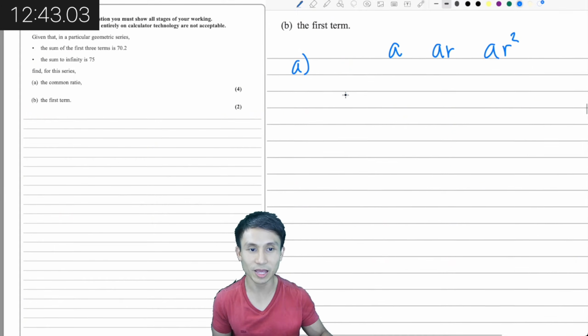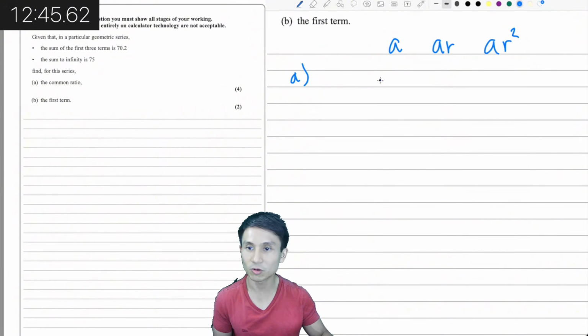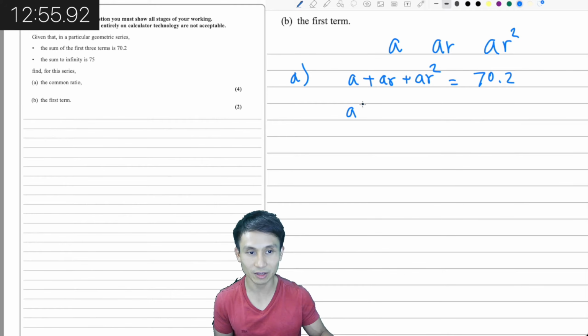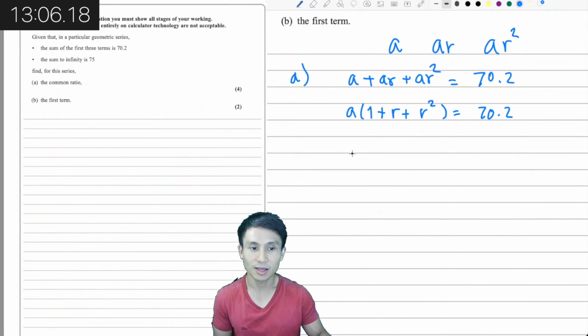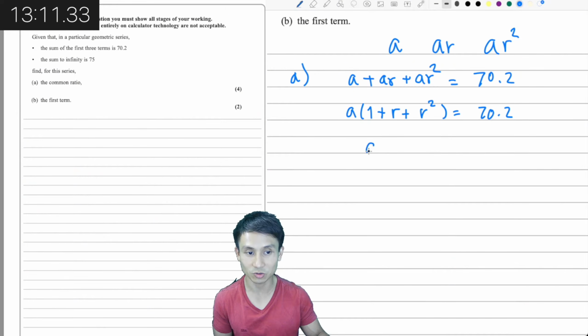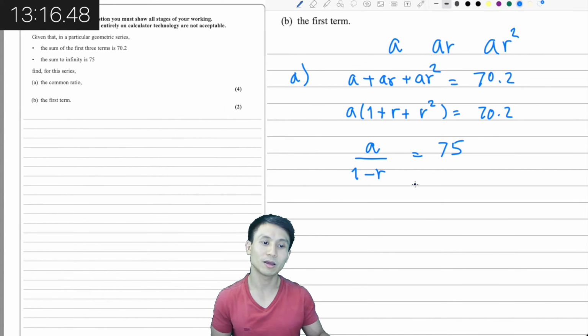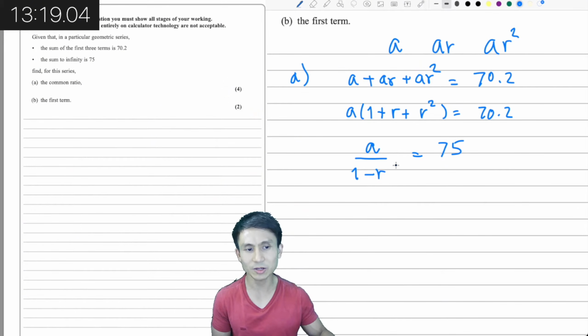So for the sum of the first 3 terms, we have A plus AR plus AR squared equal to 7.2. If we factor A out, we get A in brackets 1 plus R plus R squared equals 7.2. I'm just finding that first. And then the sum to infinity, that is the formula A over 1 minus R. So A over 1 minus R is equal to 75. Let's see what we can do with this.